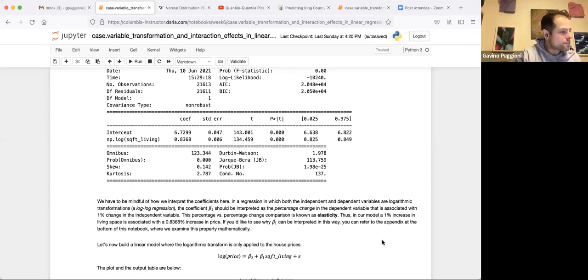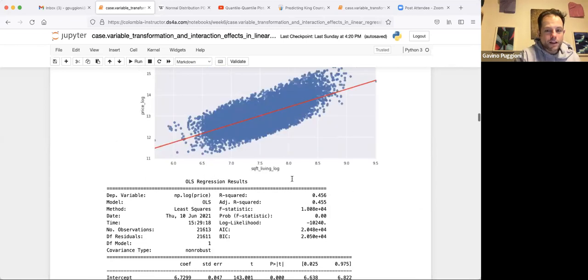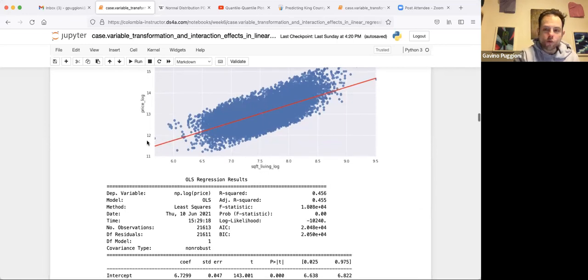Question, the x-axis is price per square foot of living space. No, yeah, the x-axis is the log of the square feet of living space. So this is the log of the area of the house, okay? And on the y-axis, you have the price of the house.